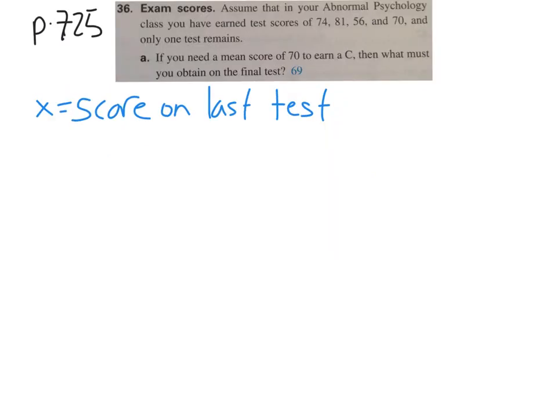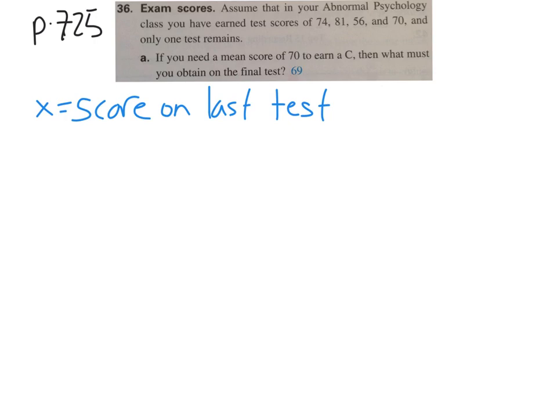One more problem kind of like this, page 725, number 36. This time, assume you're in some abnormal psychology class and you've earned test scores of 74, 81, 56, and 70, and only 1 test remains. So notice you got 4 tests there. There's going to be 1 more, so there'll be a total of 5 tests. We're just going to do part A here, and it says, if you need to obtain a mean score of 70 to earn a C, then what must you obtain on the final test?